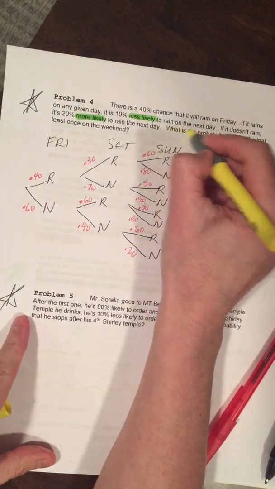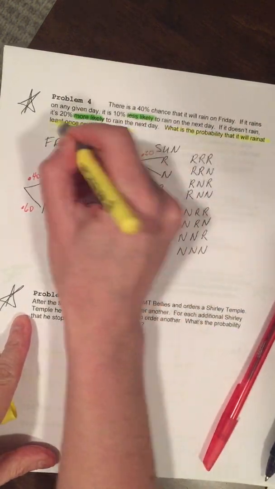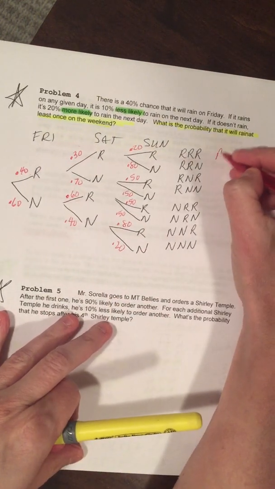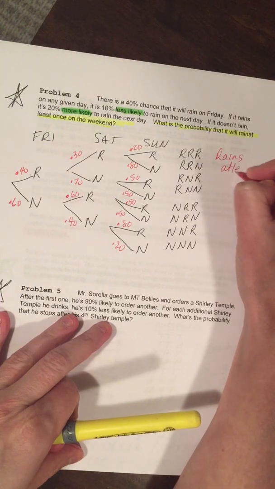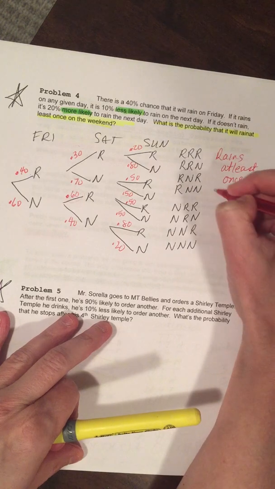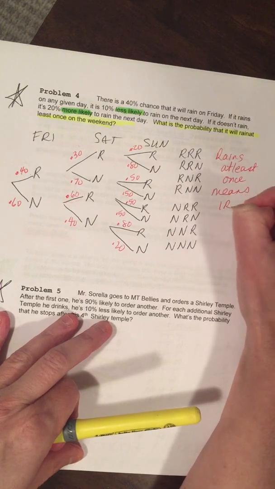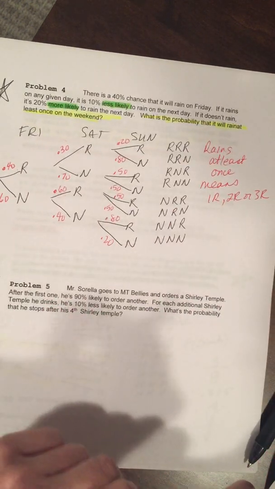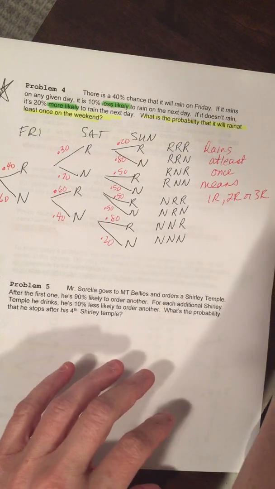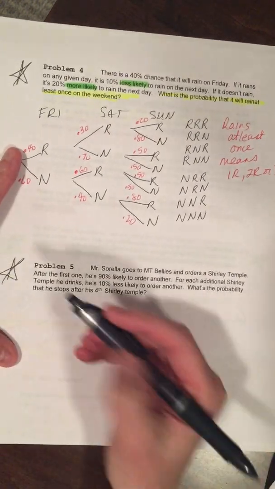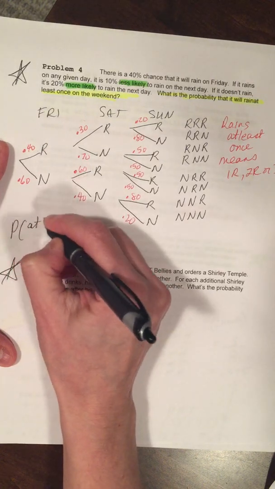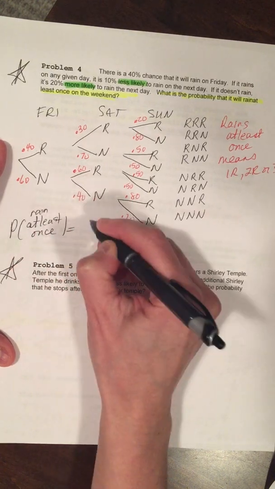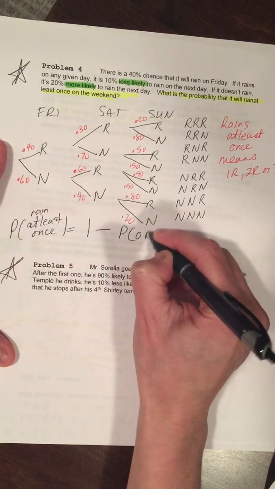What is the probability that it rains at least once? Rains at least once means 1 rain, 2 rains, or 3 rains. What's the best way of doing this? I hope you're thinking about it. This one is a no-brainer of reverse psych: 1 minus the probability of 0 rains.